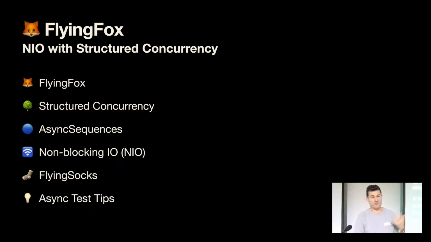So we'll go through what FlyingFox actually is itself, from the Swift package that you can get on GitHub. We'll look at a little bit of its structured concurrency, how it uses it, some of the async sequences that it uses, and then we'll touch a little bit on some non-blocking I/O and how you can get some network communication using structured concurrency, and we'll look at FlyingSocks, which is a submodule, and then to round it out, some tips when you're asynchronously testing things, because that can be a nightmare.